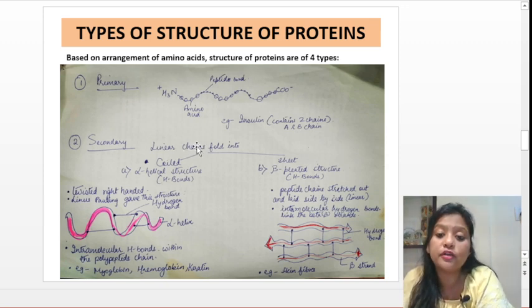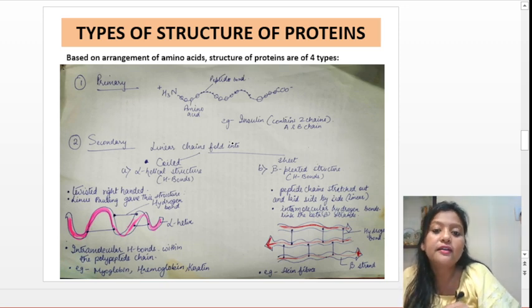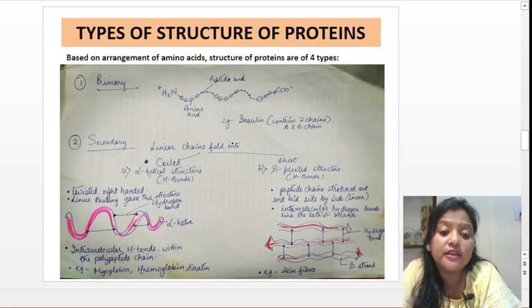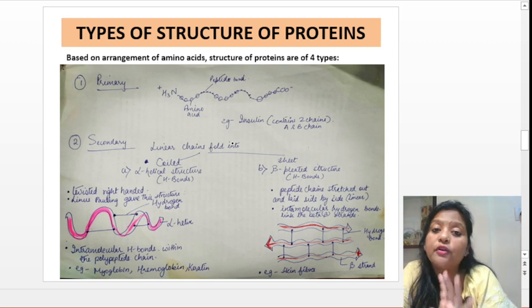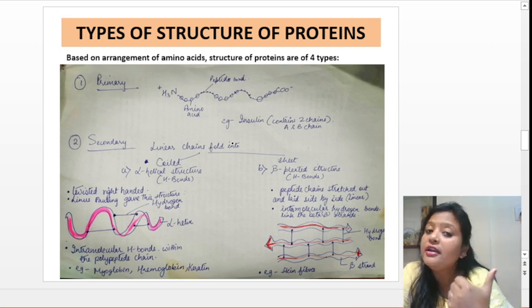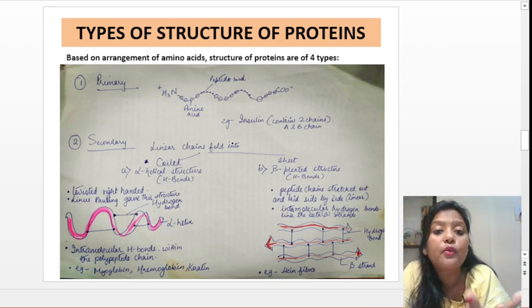Coming to the structure of protein, these are handmade notes that I made. So I have just put it here. Please don't mind the handwriting. So see, structure of proteins. Based on the arrangement of amino acids, the structure of proteins can be of four types: primary, secondary, tertiary, and quaternary.